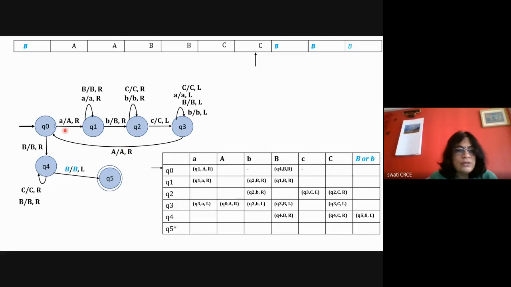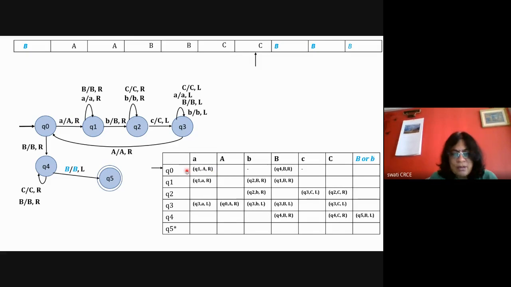Okay. So here you see that in Q0, the input symbol is small a. For input symbol small a, you write down the next state. The next state is Q1. Small a is changed to capital A, and the machine is going to write.